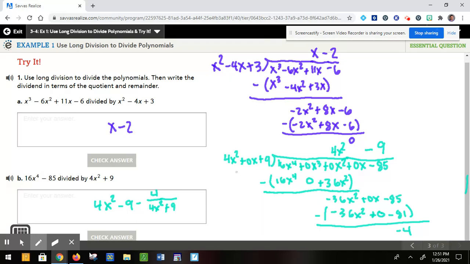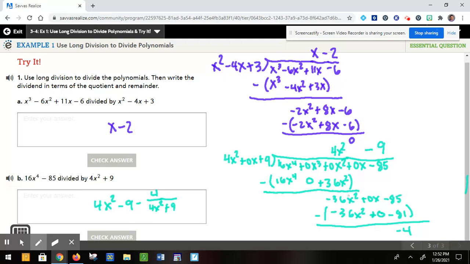For part B, again, you needed those placeholders. So for the divisor, you need the 0x. And then for the dividend, 0x cubed, 0x squared, and 0x. 16x to the fourth divided by 4x squared is 4x squared. That's there. 4x squared times 4x squared is 16x to the fourth. 4x squared times 0 is 0. 4x squared times 9 is 36x squared. Now when you subtract, that's gone. That's already 0. Subtracting 36 gets you negative 36x squared. You bring down the 0x. You bring down the negative 85.